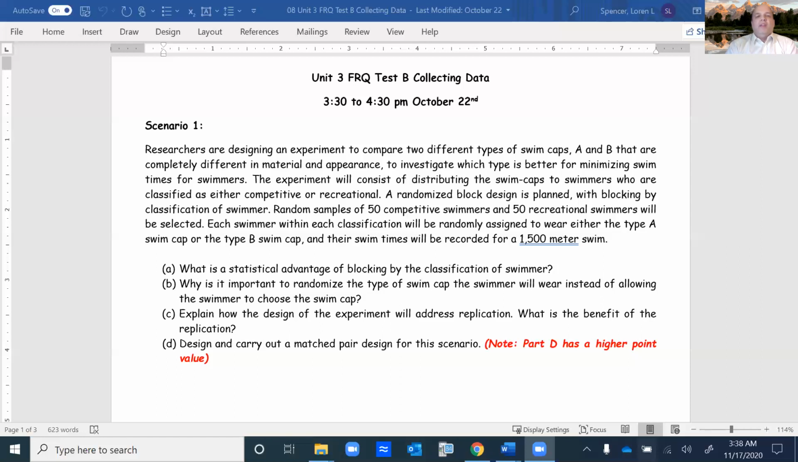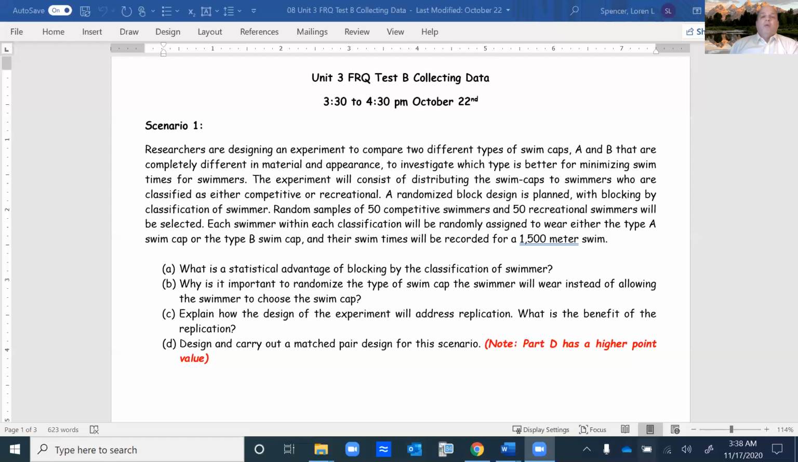Random samples of 50 competitive swimmers and 50 recreational swimmers will be selected. Each swimmer within each classification will be randomly assigned to wear either the type A swim cap or the type B swim cap, and their swim times will be recorded for a 1,500-meter swim. What is the statistical advantage of blocking by the classification of swimmer?